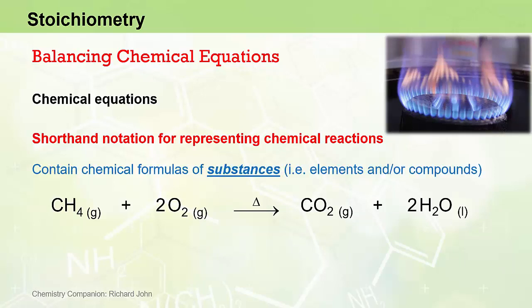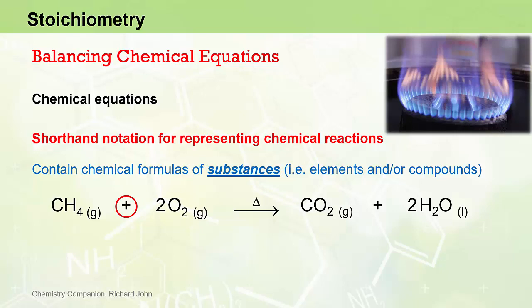Chemical equations contain chemical formulas of substances, either elements or compounds. CH4 is the chemical formula for the molecular compound methane. We've also got the formula for elemental oxygen, O2, a molecular element. And over on the right-hand side, we have the chemical formulas for the molecular compounds carbon dioxide, CO2, and water, H2O. Each of the substances in this chemical equation is given a subscript to represent the state of matter that they exist in at room temperature and pressure. So gases have the subscript G, liquids have the subscript L, and solids have the subscript S.